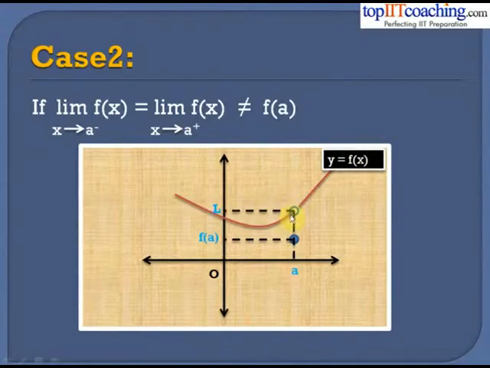But the value of the function at the point x equal to a is f of a, which is less than L, or which could be greater than L, but is not equal to L in such a case. Therefore we say that the left hand limit is equal to the right hand limit but is not equal to f of a. Therefore the function is discontinuous at the point x equal to a.